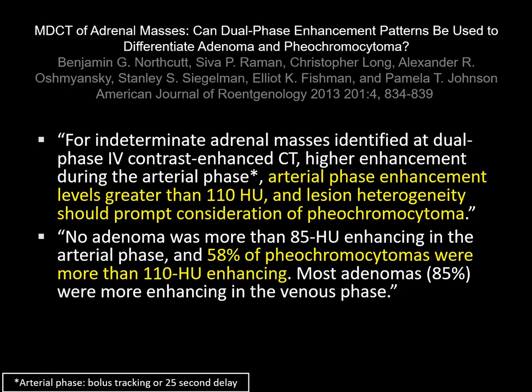They also found that adenomas tend to enhance more in the venous phase, which occurs after this arterial phase. So the bottom line is, if you have an arterial phase, like you may have on a CT angiogram or other multi-phase study, look closely for incidental pheochromocytomas, as you might identify them by a small area of hyperenhancement, especially if it's greater than 110 Hounsfield units.